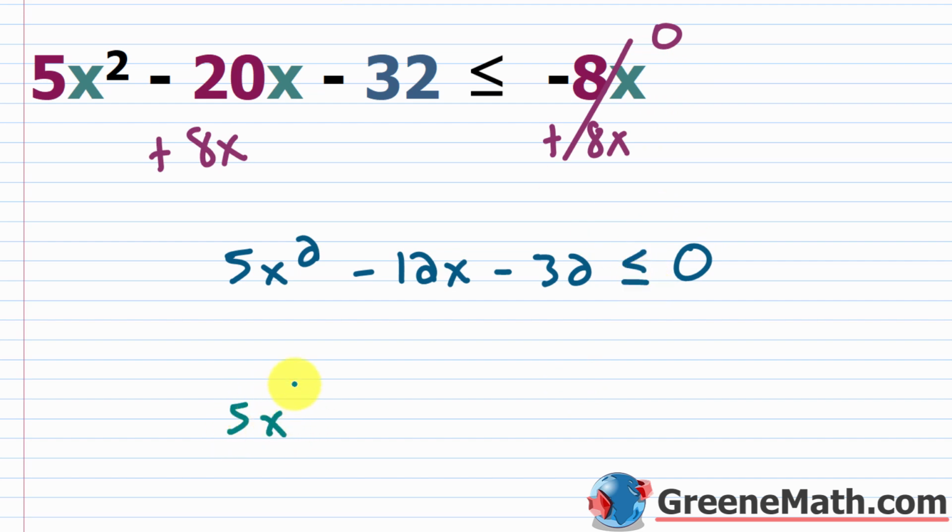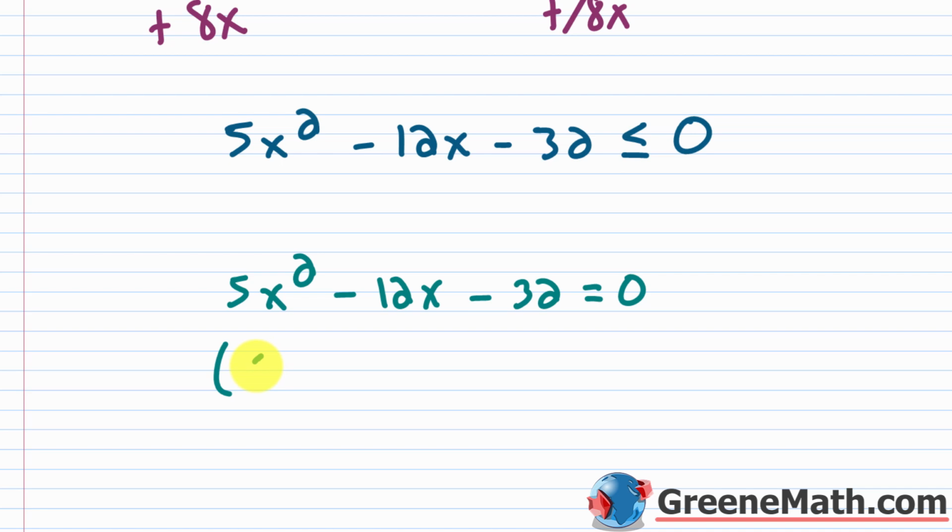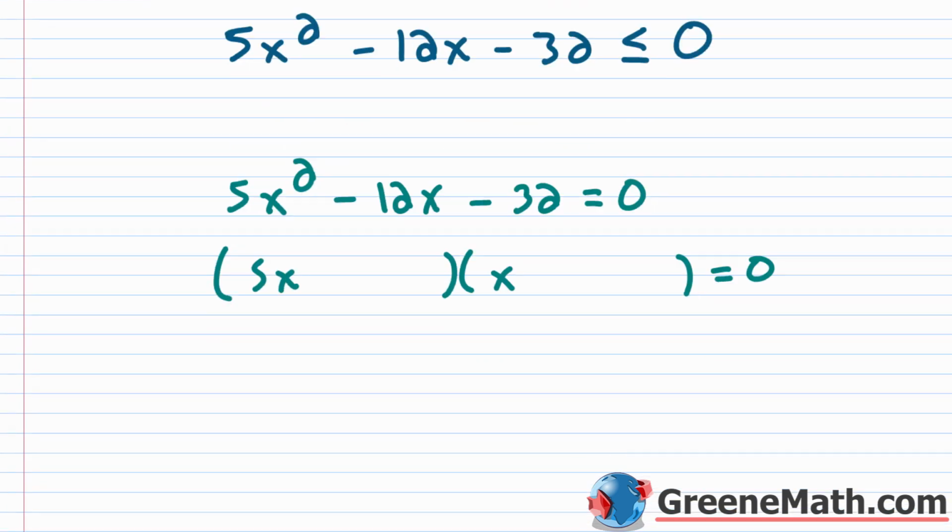So we'll have 5x squared minus 12x minus 32 is equal to 0. And so to factor this, let's put 5x here, and let's put x here. Let's put this over here as equals to 0. And 32 has a few possibilities. So let's really think about this. So you have 1 and 32.